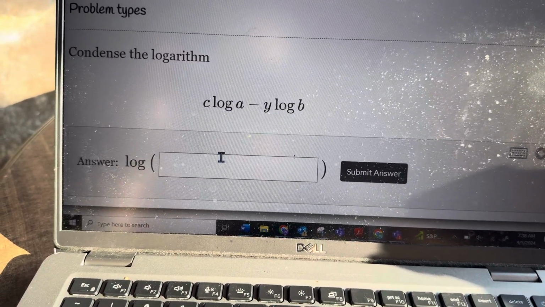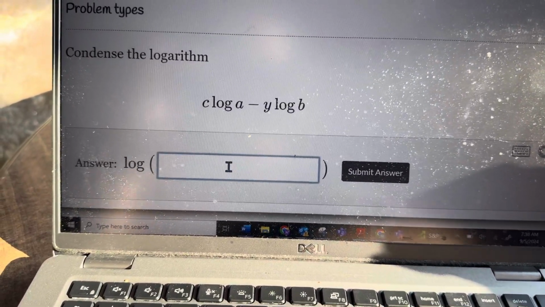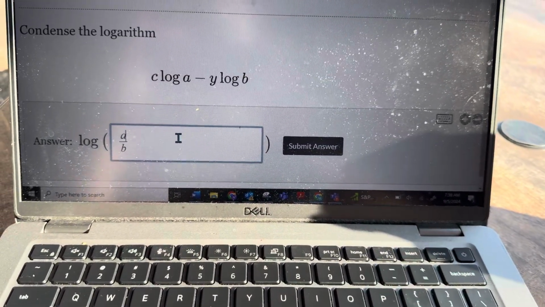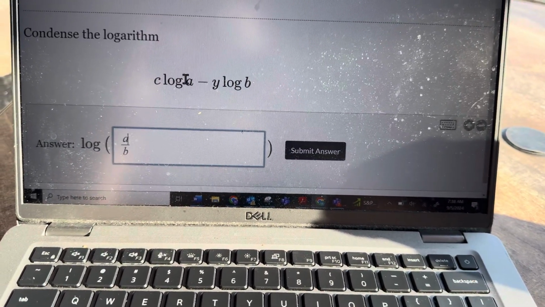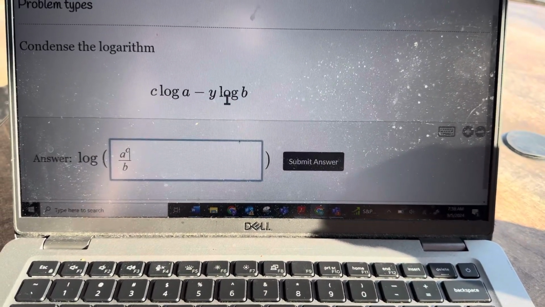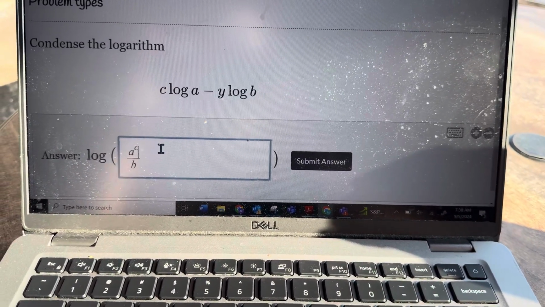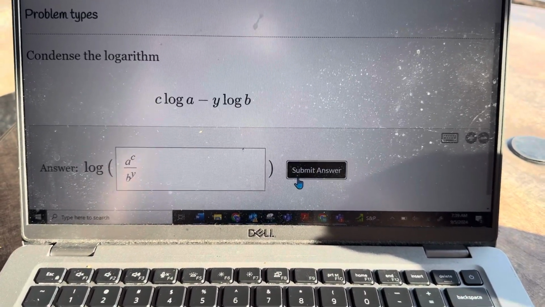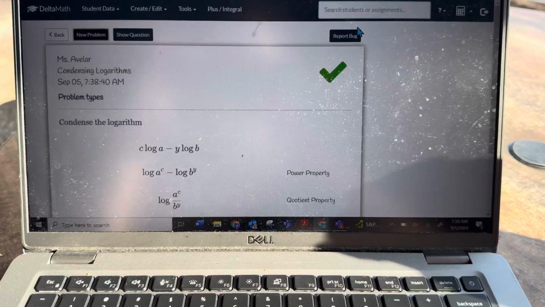Again, they're subtracting, so that means division. A is going to divide with B. A, divide, B. And then at the top, let's see, C turns into the exponent of A. Shift 6, put a C. And B also has its own exponent, which is a Y. So I'm going to go to the bottom, shift 6, Y. And I showed you guys 3, so hopefully that makes sense.